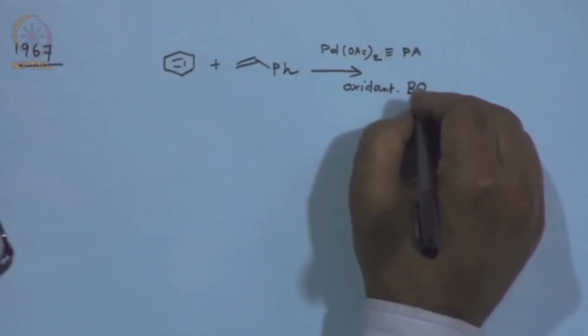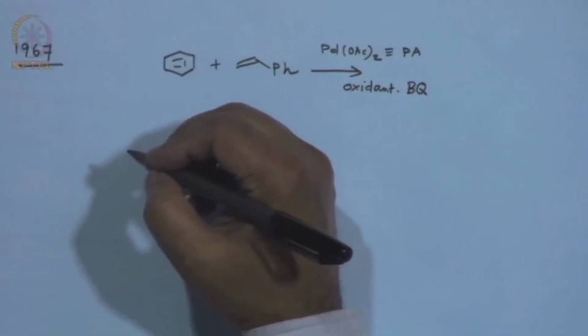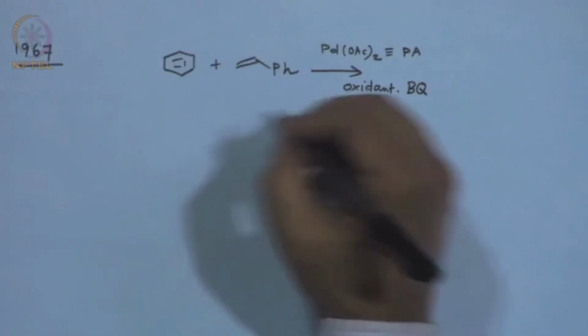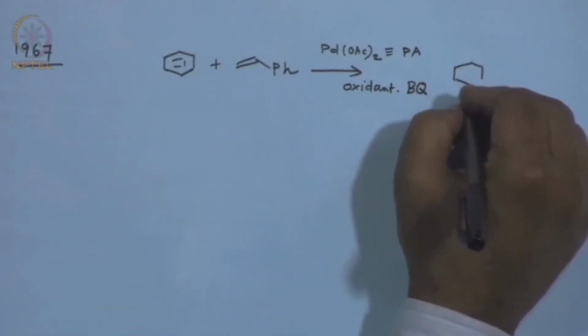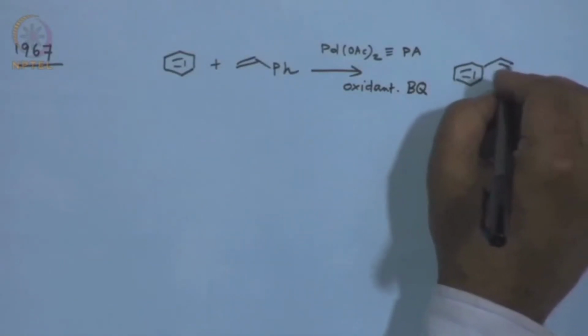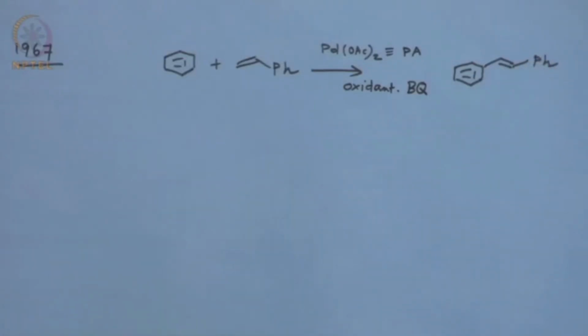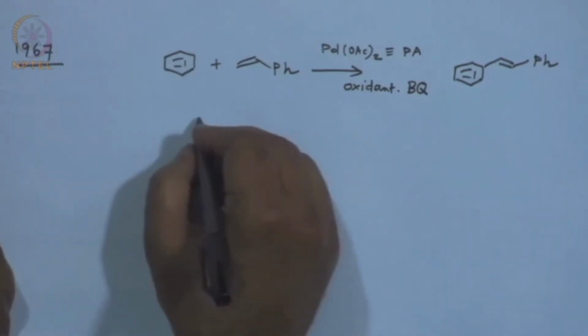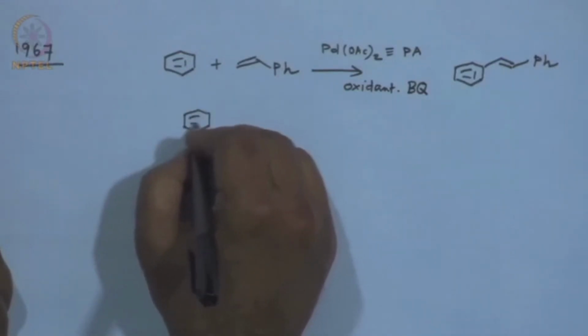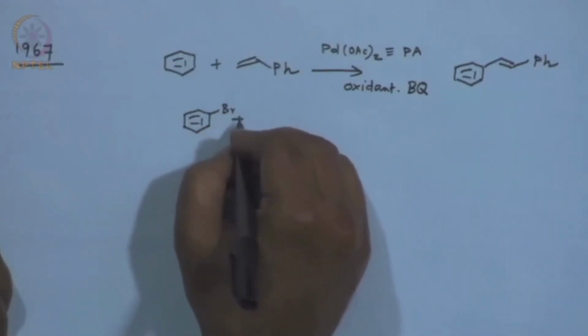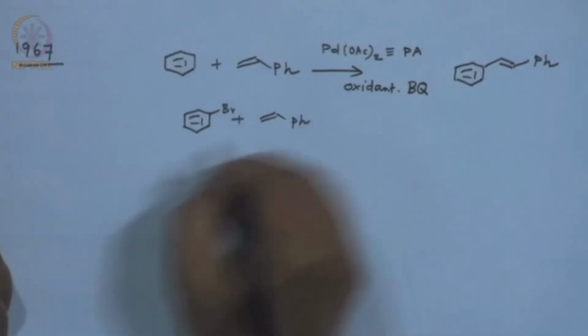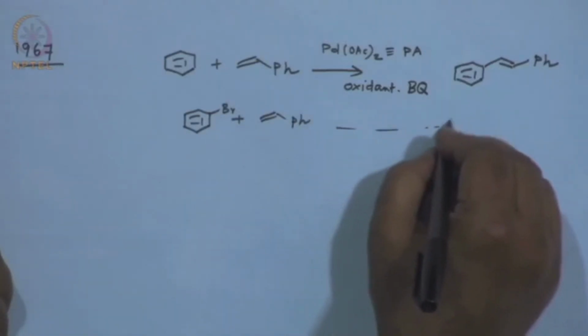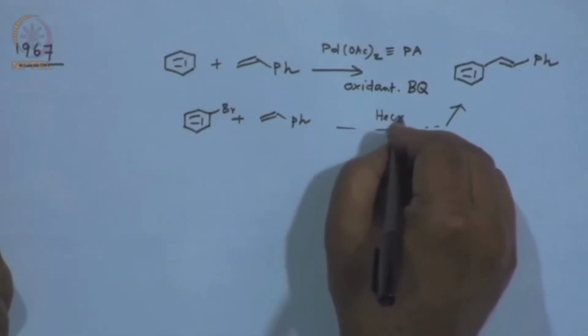The oxidant many times is BQ. BQ is benzoquinone. And what do you get? Actually they were getting a product called stilbene. And previously we made this compound starting with the corresponding bromo compound and styrene, which is the typical Heck reaction.